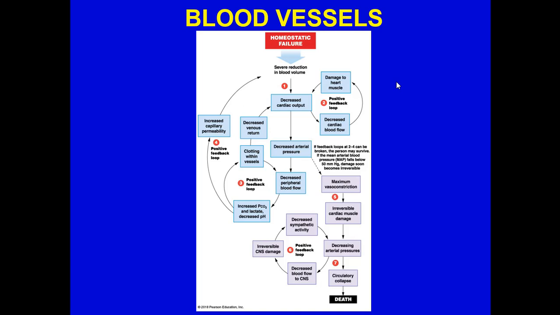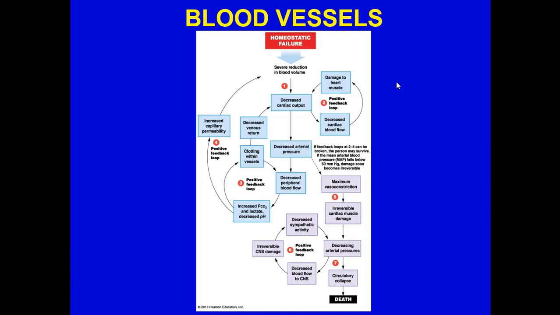Hang on, we've got more. Decreased peripheral blood flow, you're going to have an increased PCO2 and lactate and decreased pH. So you're leaving pH 7.35 to 7.45. You're going below that. Now that's going to increase capillary permeability. Now increased permeability means more blood volume is lost. The capillaries are going to have fluid leak out.